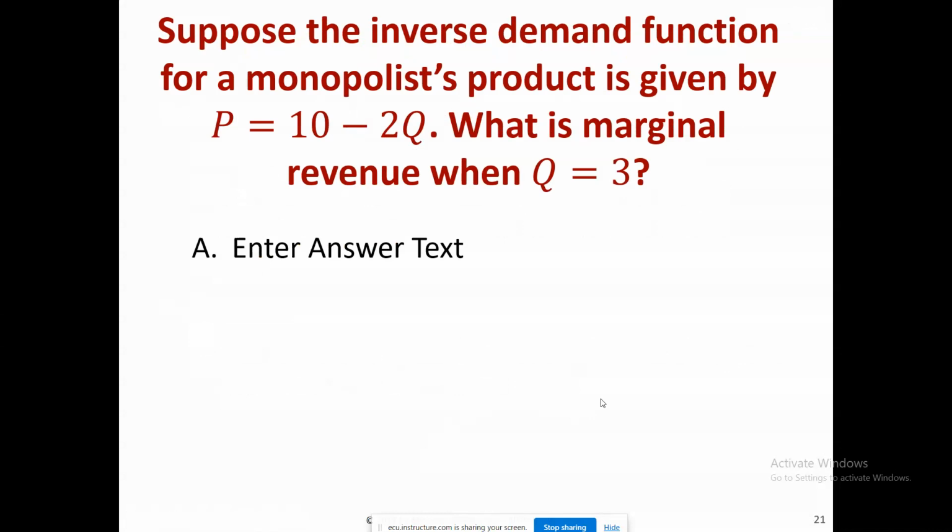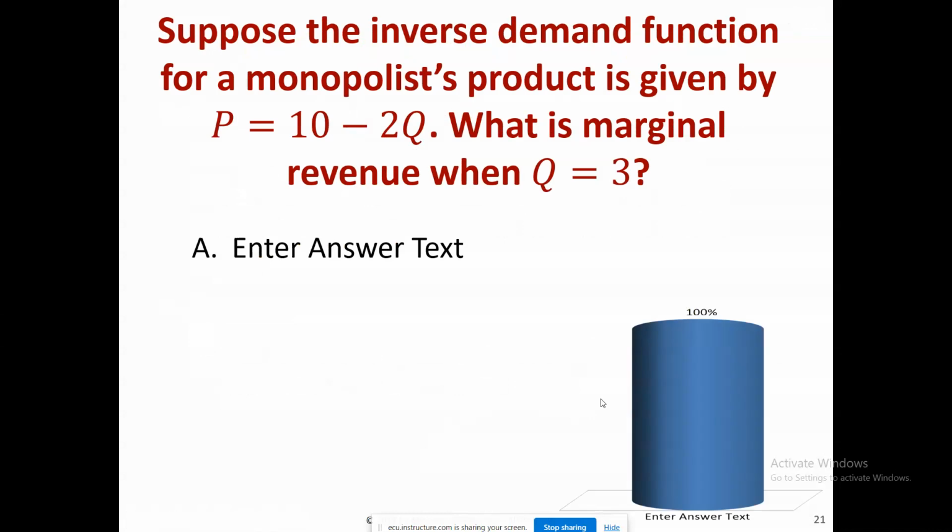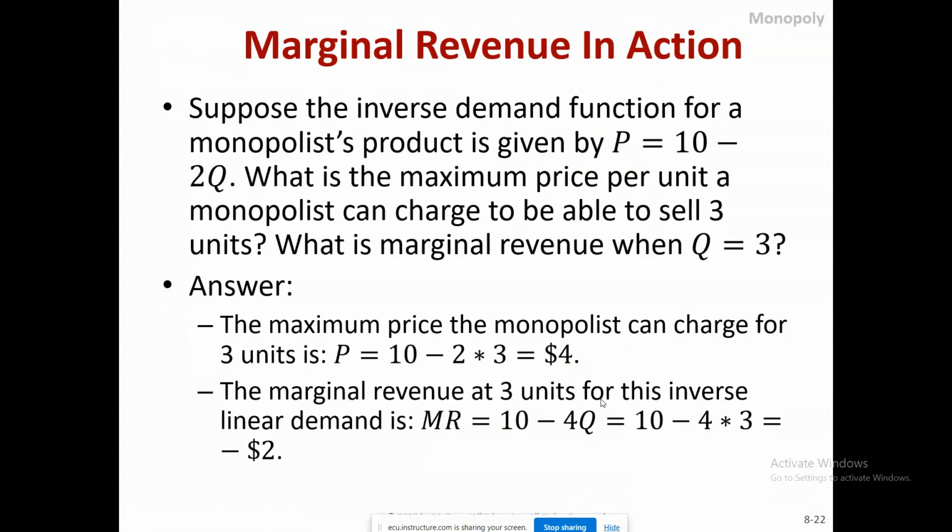Here's a second question and it asks the marginal revenue. Pause and try. All right, according to what we learned for a linear inverse demand function, marginal revenue's intercept is the same, so it is 10. The slope is twice as big, so as opposed to minus 2q, it is minus 4q. Again, we plug 3 into this function. We got the marginal revenue equal to negative 2.